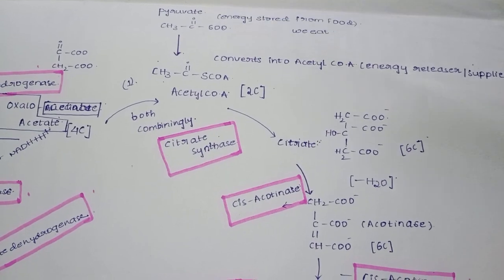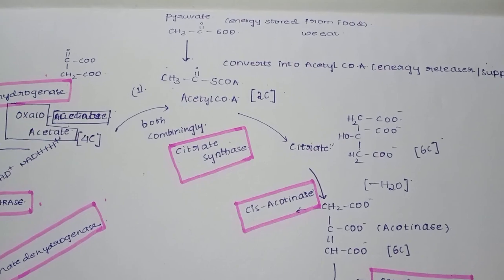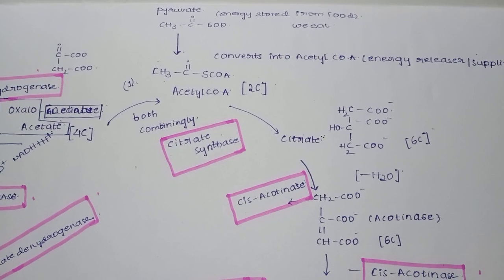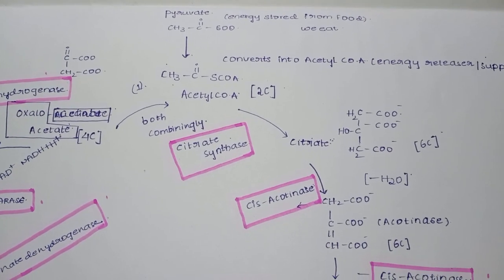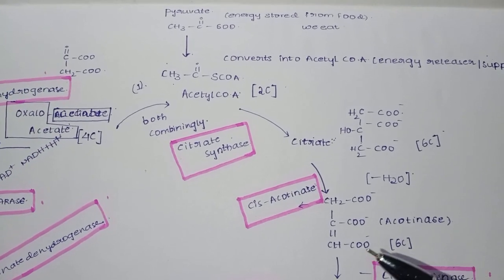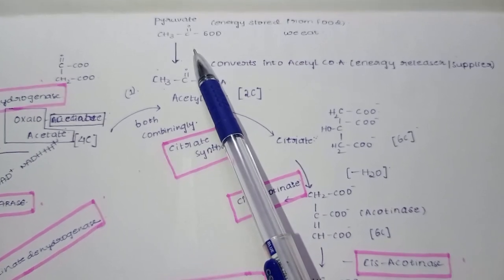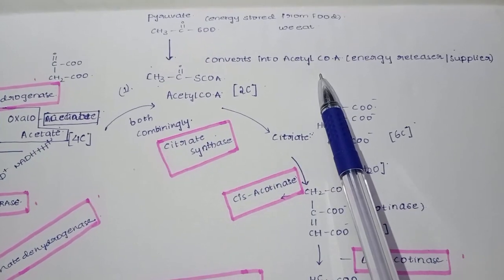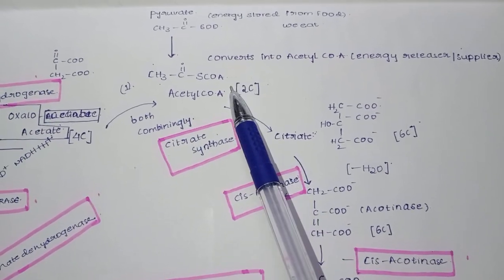This is pyruvate. Remember, when you consume food, the energy is stored in the form of pyruvate. So the energy stored from the food we eat is known as pyruvate, and to get energy from it, the pyruvate should be activated, right? So that pyruvate is converted into acetyl CoA. The structure of pyruvate is CH3-C(=O)-COO, and that is converted into acetyl CoA. This is the energy releaser or supplier. Remember, acetyl CoA is a 2 carbon compound.